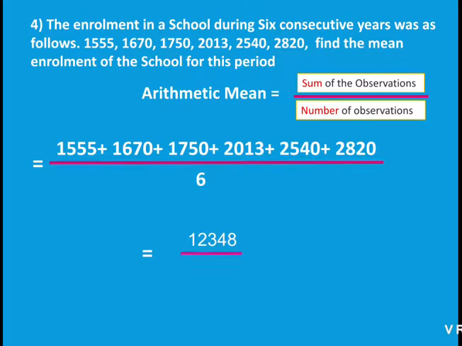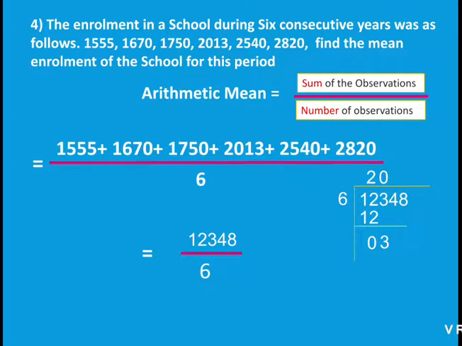We will get 12,348 divided by 6. By using our normal division method, listen: 12,348 divided by 6. First we consider 12. In 12 how many 6? 2. 2 times 6 is 12. 12 minus 12, 0. Then any 6 in 0? No. Then next number is 3. In 3 any 6? No. So we will put 0 in the quotient.